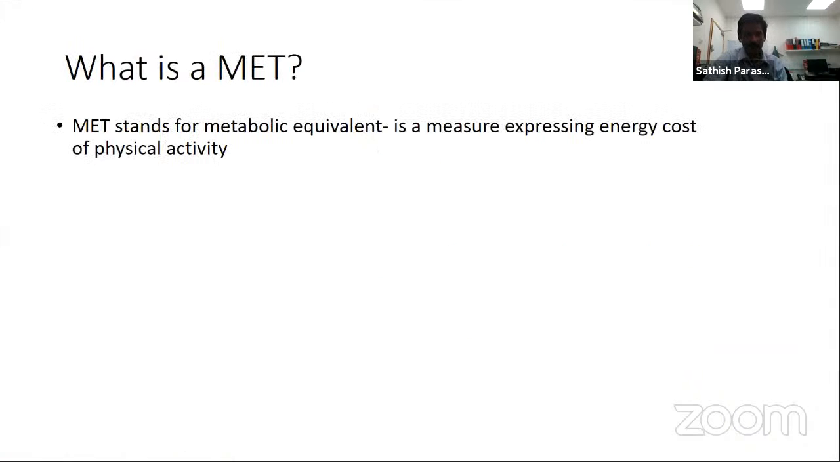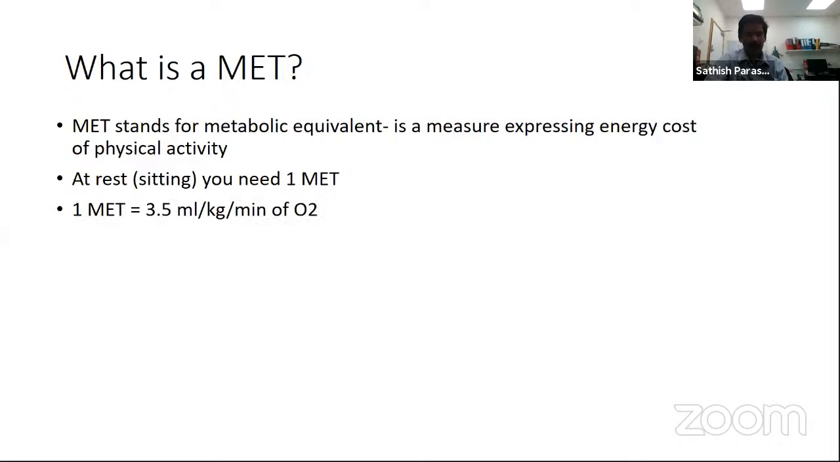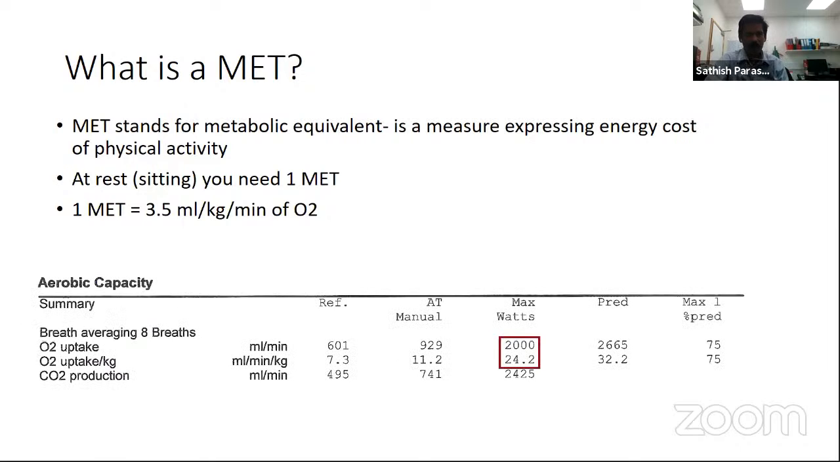So again, it is the energy cost of physical activity. At rest, we need 1 MET. 1 MET is 3.5 ml per kilogram per minute of oxygen. And here is a report of a cardiopulmonary exercise test. We measure it directly rather than assuming, because not all of our patients are 70 kilograms and not all of our patients will be normal. So here you have the red box, 24.2 milliliters per kilogram per minute of oxygen. This patient is consuming 24.2 milliliters per kilogram per minute of oxygen at peak exercise. That is 24.2 divided by 3.5, which is 6.9 metabolic equivalents.